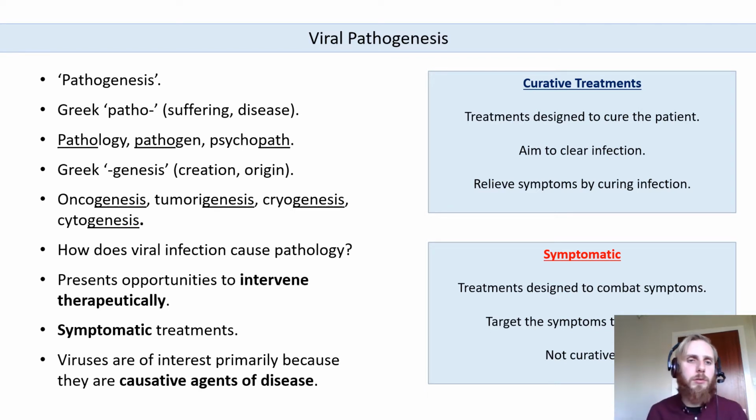So again, oncogenesis is the origin of cancer, with onco meaning cancer. An oncologist is a doctor who studies cancer. Tumorigenesis is the origin of tumors. Pathos, however, as we said, is disease, and pathology is the study of disease. So when we're saying pathogenesis, we're thinking about the origin of disease.